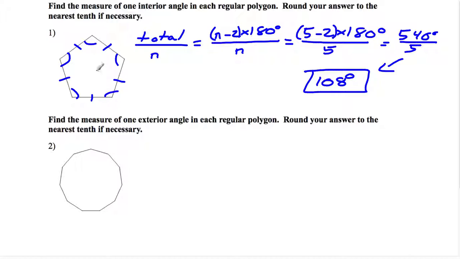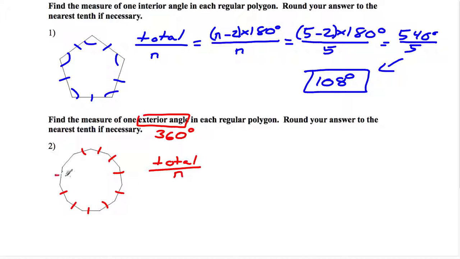Now with exterior angles, it's different. For any polygon, the sum of exterior angles is 360 degrees. Now to find how much one is worth, we just take that total and we divide it by how many angles there are. So again, this is regular, so we get 1, 2, 3, 4, 5, 6, 7, 8, 9, 10, 11 sides that are congruent, that are the same distance.